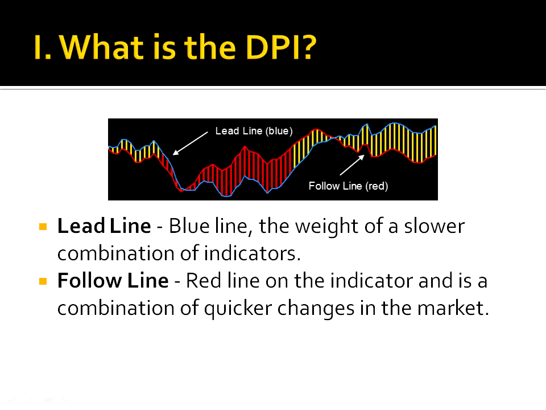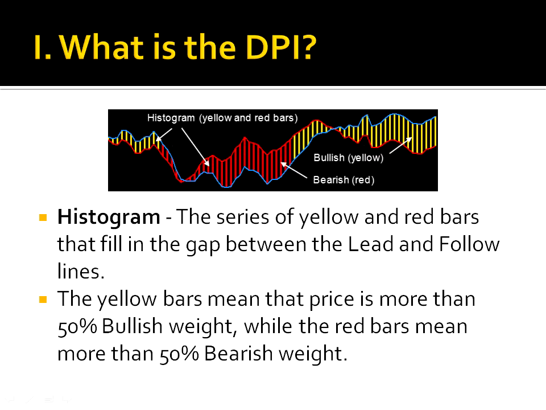The lead line, that's the blue line on the indicator. It weighs a slower combination of indicators, while the follow line is the red line, and it will weigh quicker changes in the market. It will assess a group of quicker moving indicators and evaluate from there. So we have the lead line, the blue line, and the follow line is the red line.